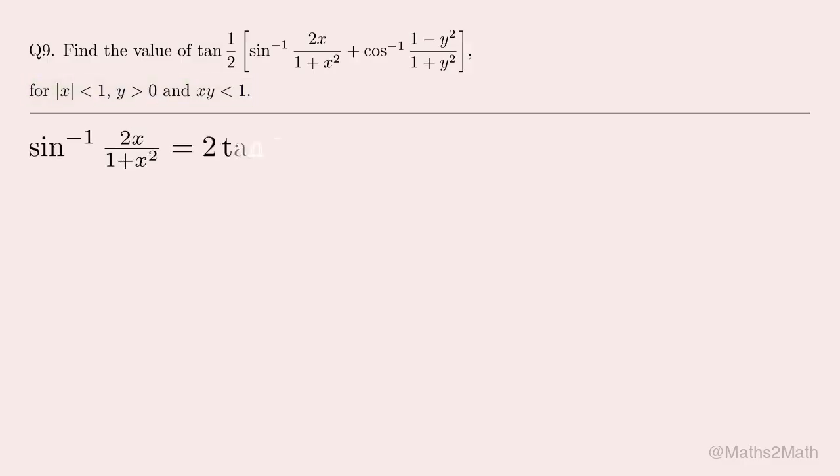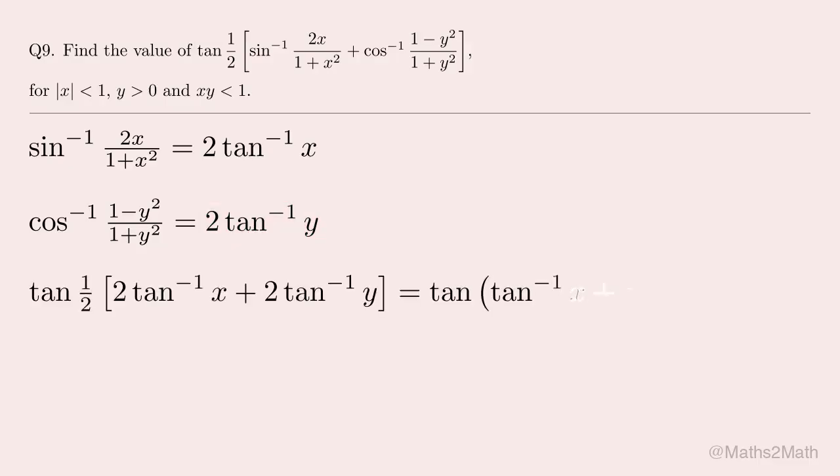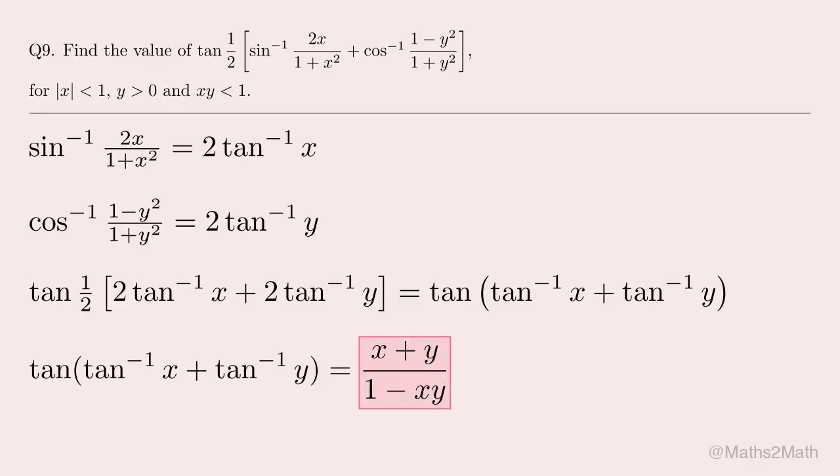With x equal to tan a, the first fraction is sine of 2a, so its sine inverse is 2 tan inverse x. Likewise, the second fraction is cosine of 2b with y equal to tan b, so its cosine inverse is 2 tan inverse y. The half kills both 2, leaving tan of tan inverse x plus tan inverse y. And by the addition formula for tangent, that equals x plus y over 1 minus xy.